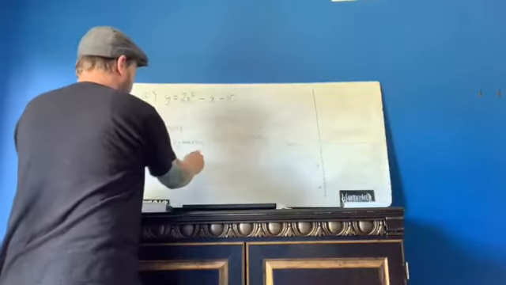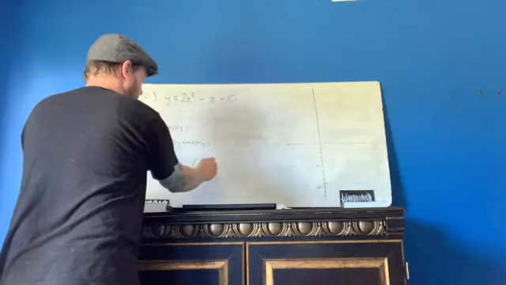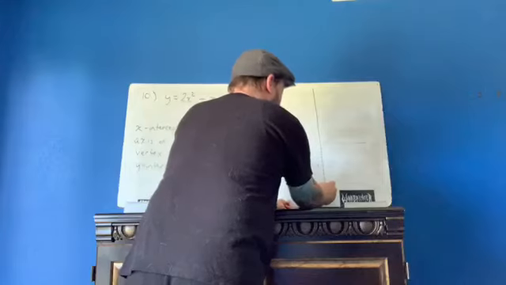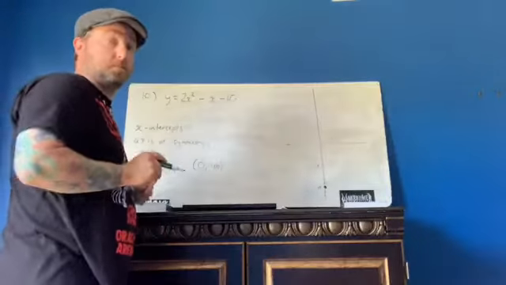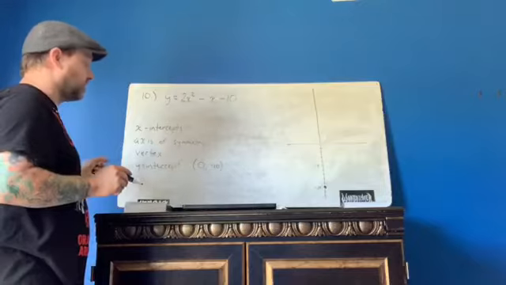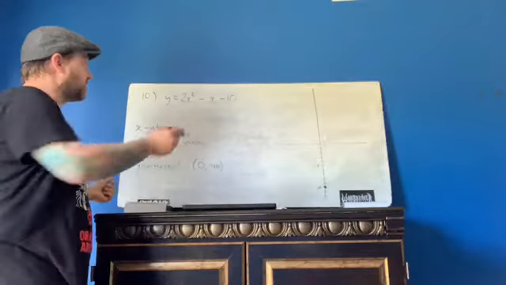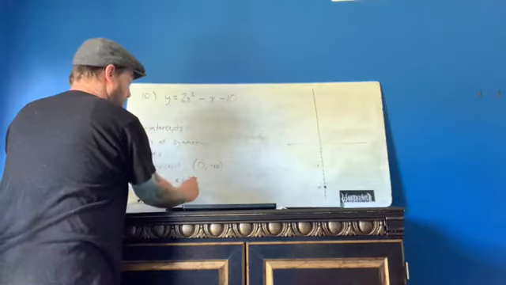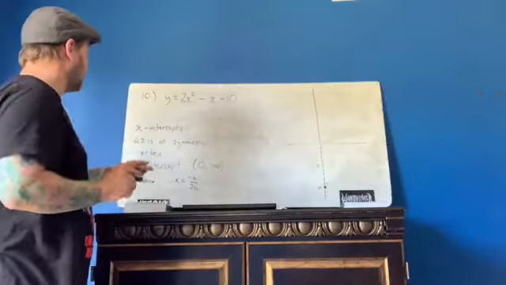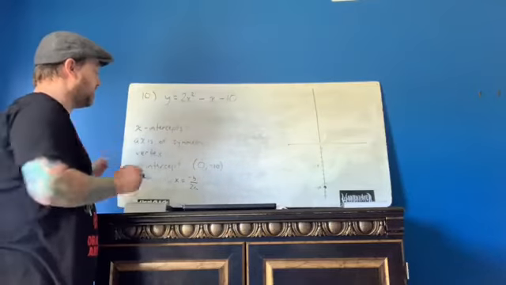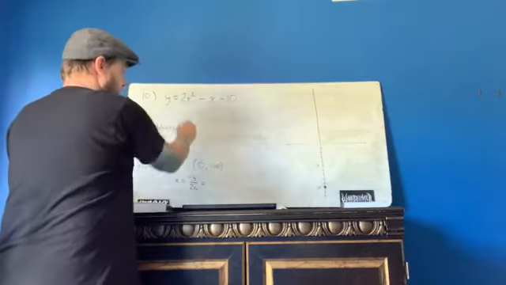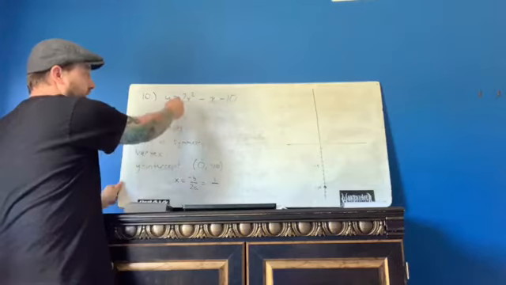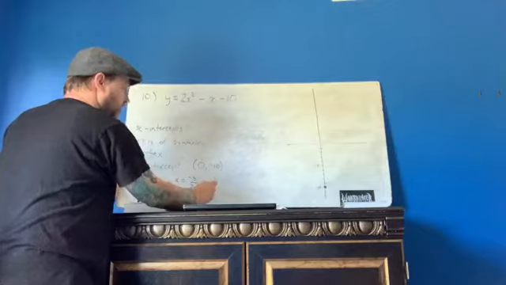So y-intercept is (0, -10). I'm going to put a point right there. Okay? Vertex. Do we remember how to find the vertex? The vertex is x equals -b over 2a. Okay, so if x is -b, be -1, so that's 1 over 2 times 2, which is 4.